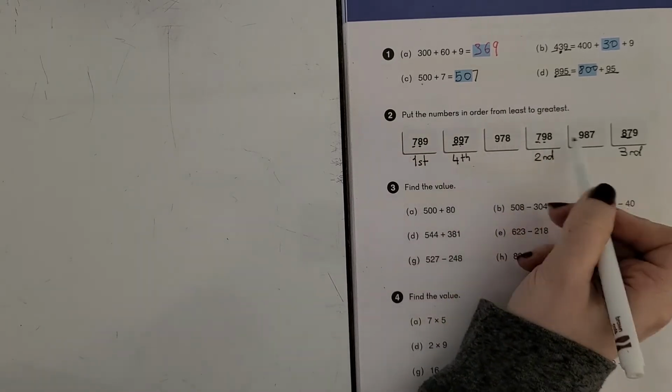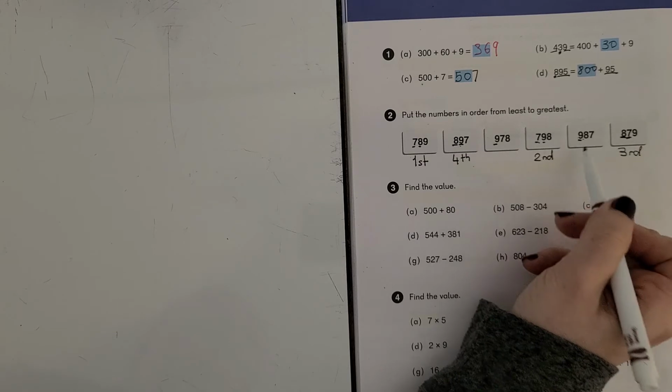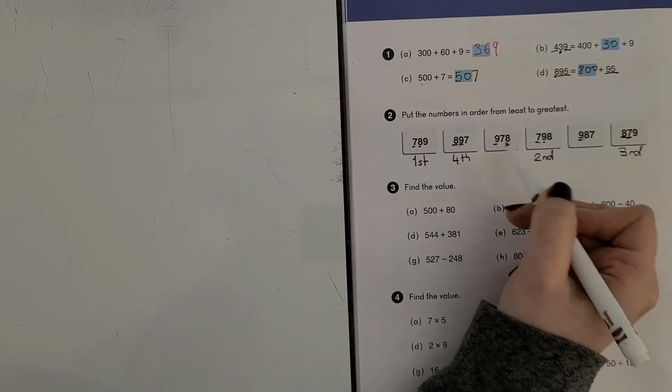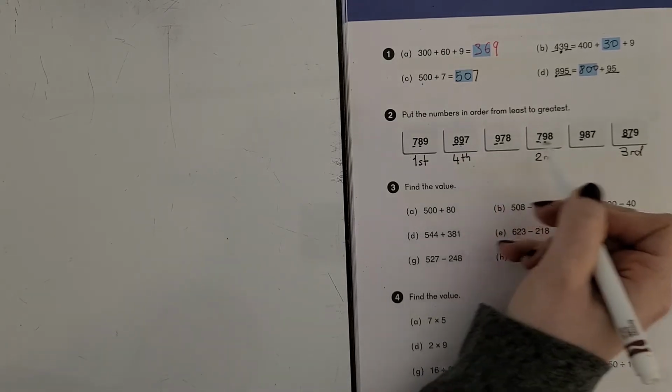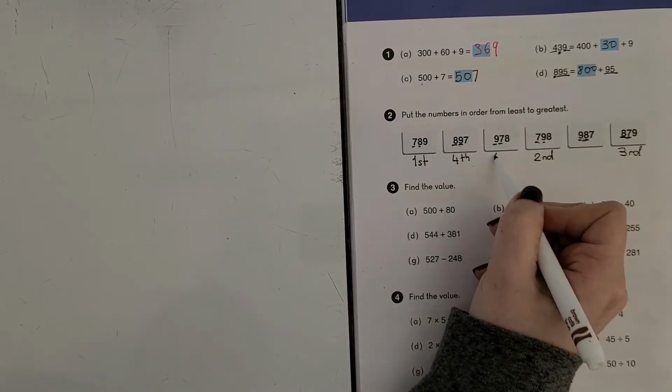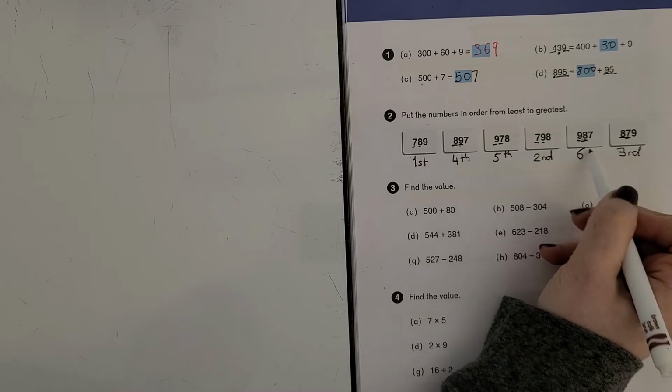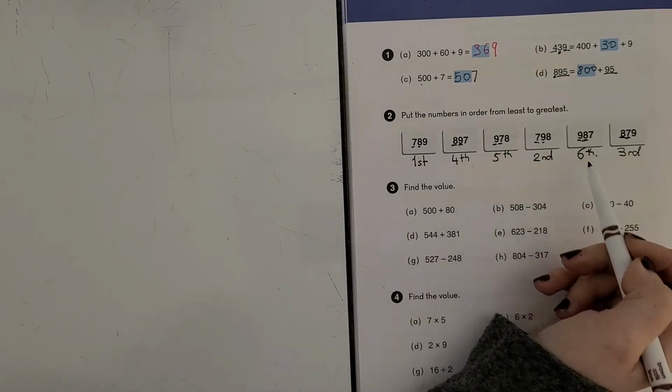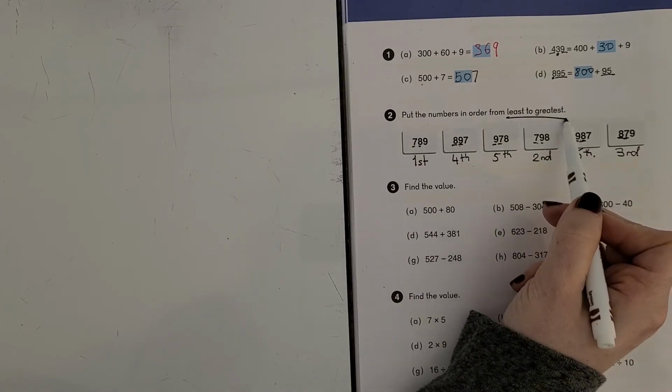Now I'm going to look at the ones that start with a 9 in the hundreds place. Since they both have a 9, now I'm going to look at their tens place. There is a 7 and an 8. 7 is less, so this has to be my fifth, and that has to be my sixth. We were able to put them in order from least to greatest.